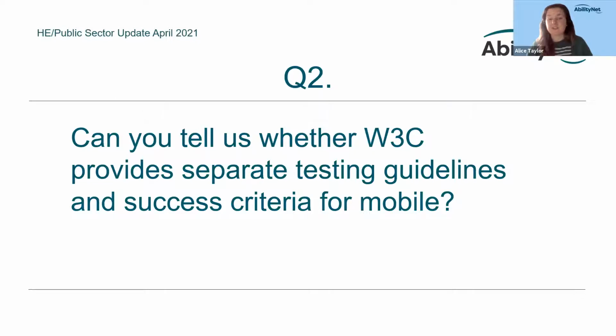And there's other ones such as pointer cancellation. So this is ensuring that something's not triggered on the down event. Imagine if you saw a link on your mobile and you moved your finger over the link, you wouldn't want that to activate the link just because you'd moved over it. You'd want to make sure that you could still cancel that event if you didn't want to go onto it. So there are a number of success criteria that are good to be aware of for mobile.